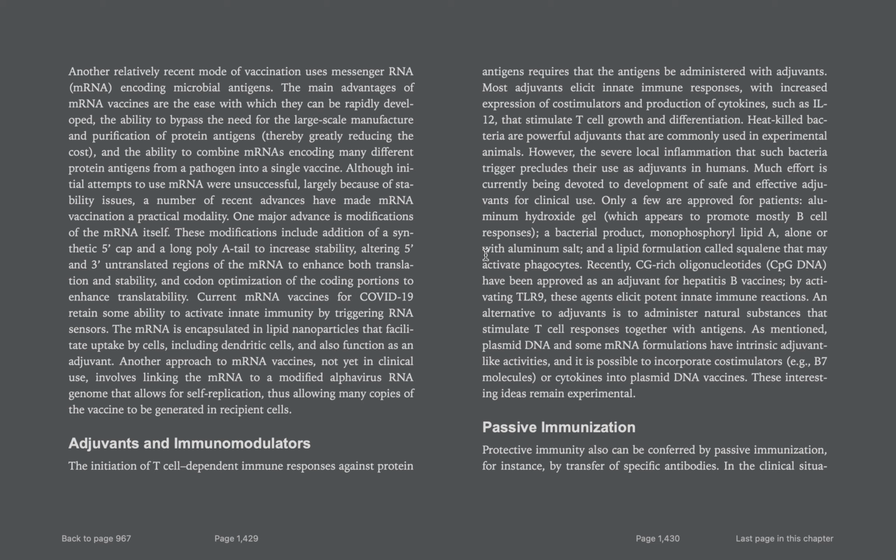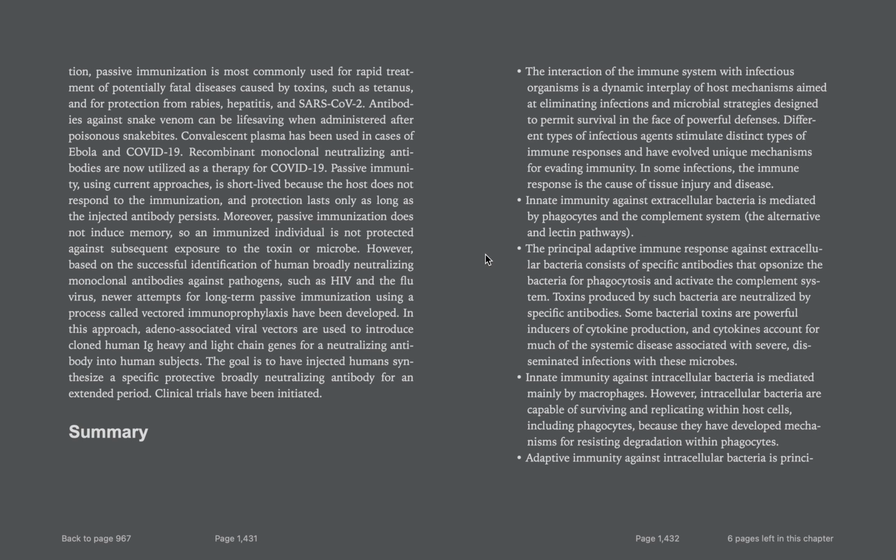Passive immunization. Protective immunity also can be conferred by passive immunization, for instance, by transfer of specific antibody to a clinical situation. Passive immunization is most commonly used to rapidly treat the potentially fatal disease caused by toxins such as tetanus, and for protection from rabies, hepatitis, and SARS-CoV-2.